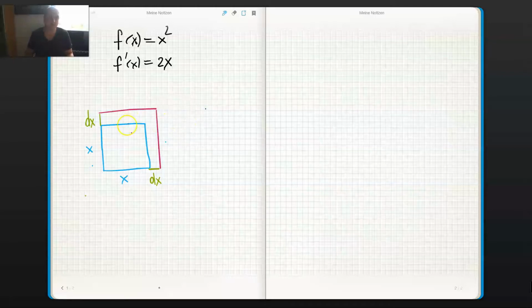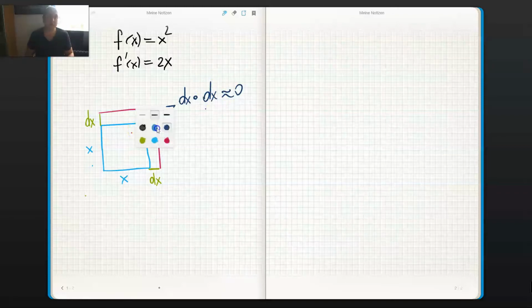And so what is the whole increase, the red area? Well, you see, we have the corner here, which is the product of two infinitely small numbers. So this is dx times dx. Since it is so small, the product of two infinitely small numbers, so infinitely small numbers squared, we can assume it's almost zero. So we actually can forget about this.